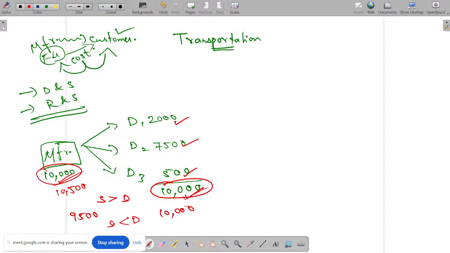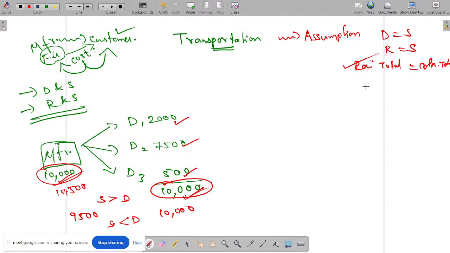Here, because we are using the mathematical concept, we are going to make an assumption, that is, we give balance to it, which means we assume that demand is equal to supply, or requirement is equal to supply, whatever it is. If I go completely to the mathematical side, you might have heard these terms: the row total should be equal to the column total. So we can say it should be a balanced problem.